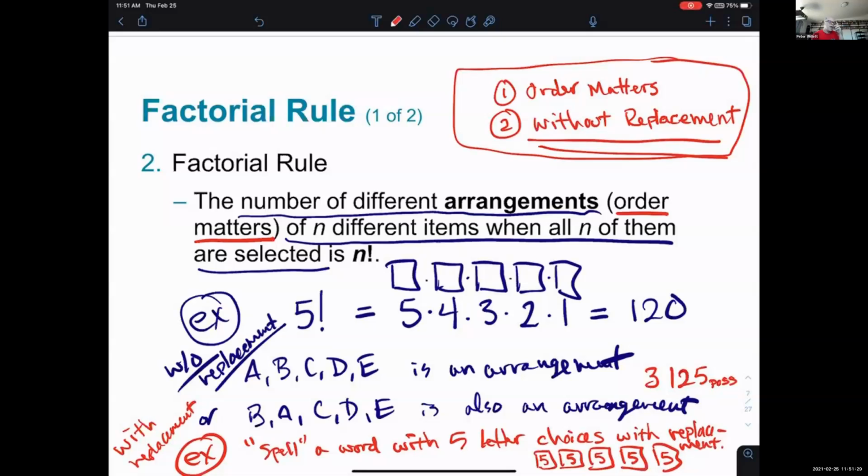But if instead I pull out the letter and then I write it down and put it back, and then shake it up and pull out again and write it down and put it back until I've written down 5 letters, well, that's 5 items, and order matters, but that's without replacement. I'm sorry, that's with replacement. So that means every time I had all 5 to choose from, so I end up with 5 to the 5th power, or over 3,000 different ways that could occur.